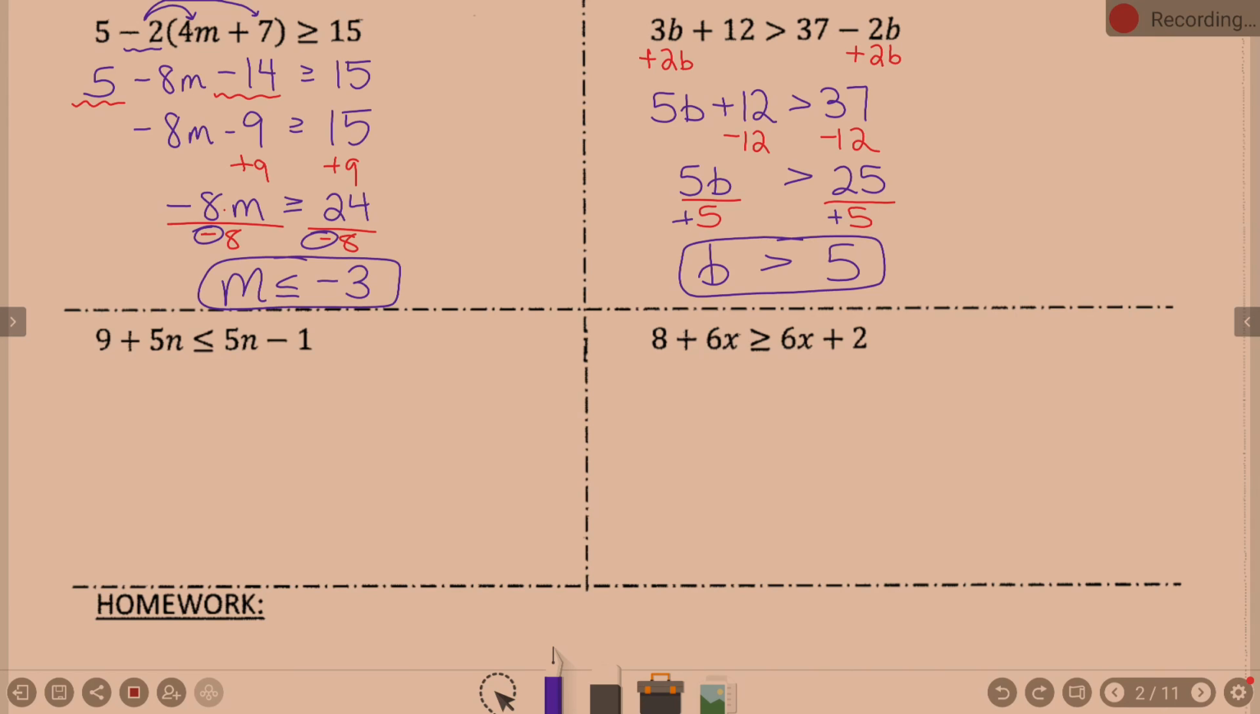Okay. These bottom two are a little unique. What do you notice is the same on both sides?